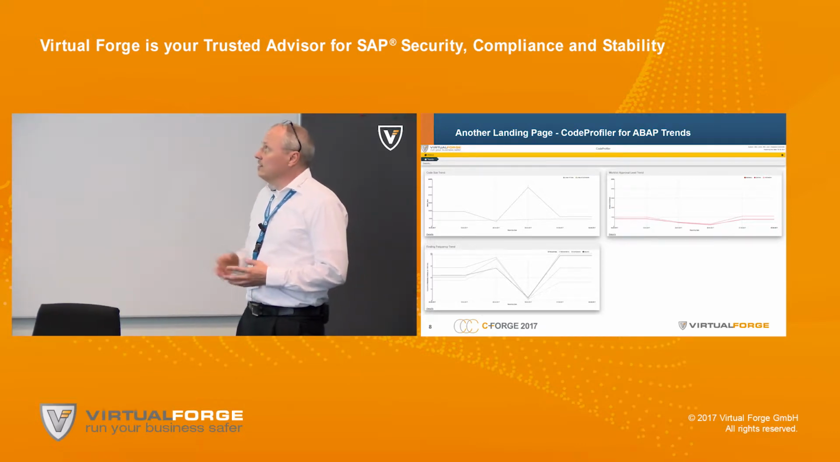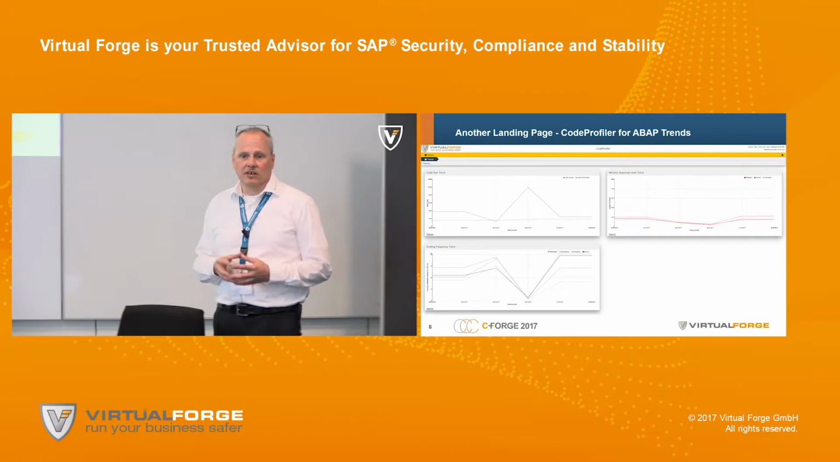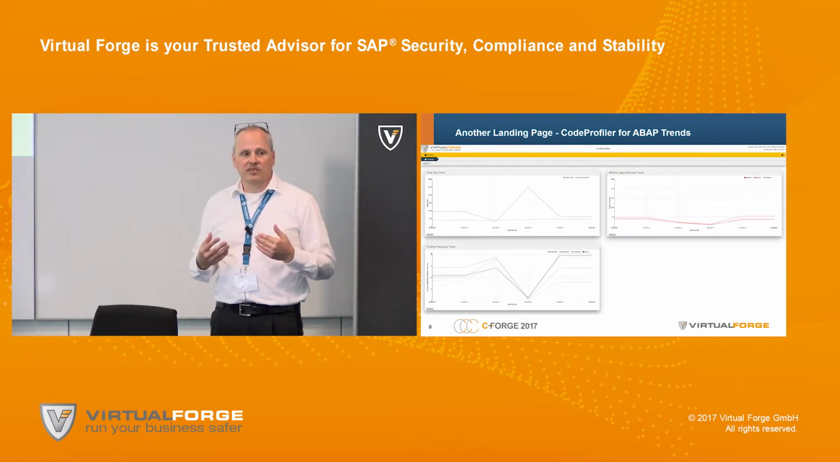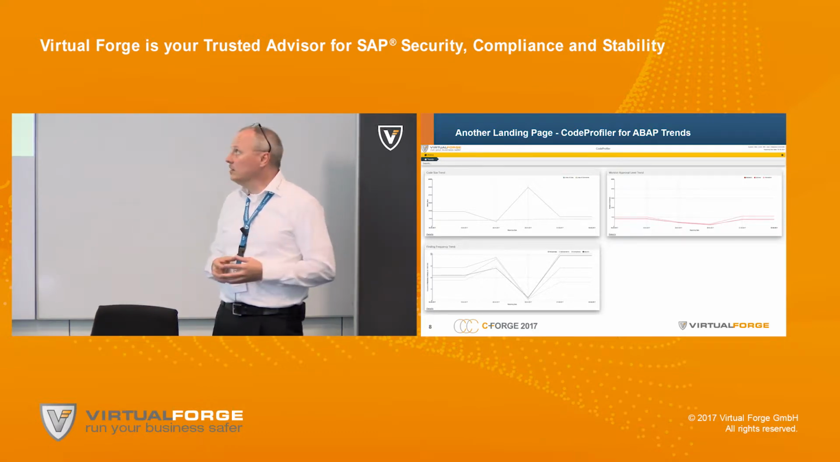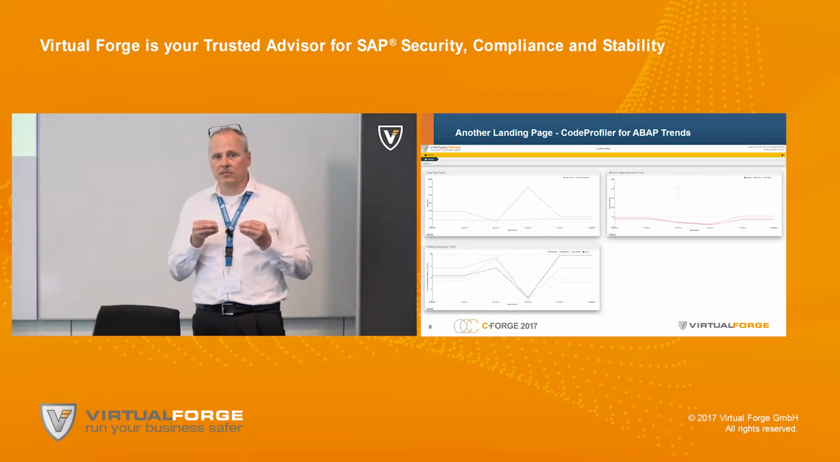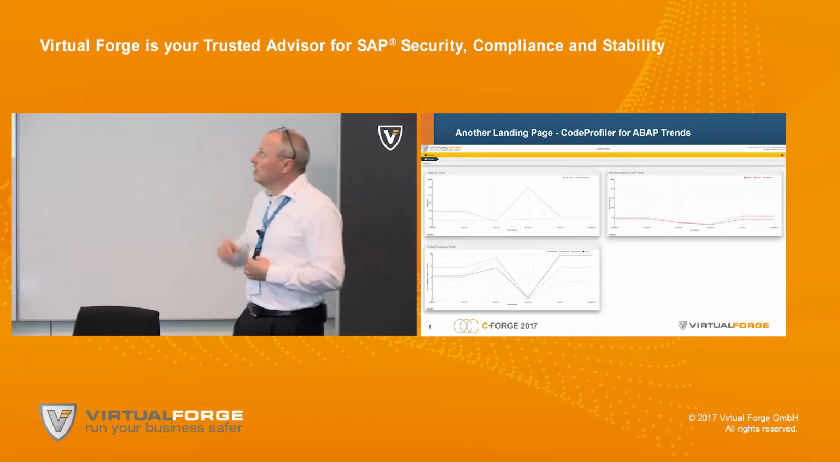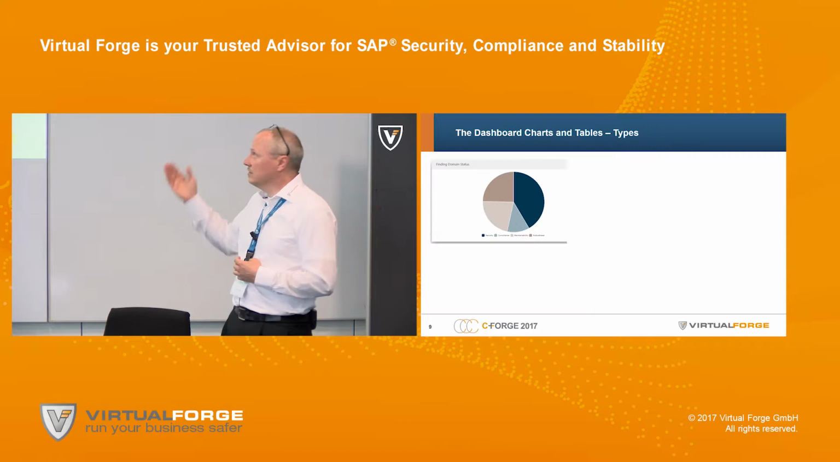And it could look like that as well. This is another landing page for CodeProfiler for ABAP. It contains trend charts, and this can be configured as you want it. So as the dashboard starts up, you can start it using a URL in your browser, or you can start it from the SAP GUI using a transaction. In both cases, it appears as you configured it with the first page. This is a landing page.